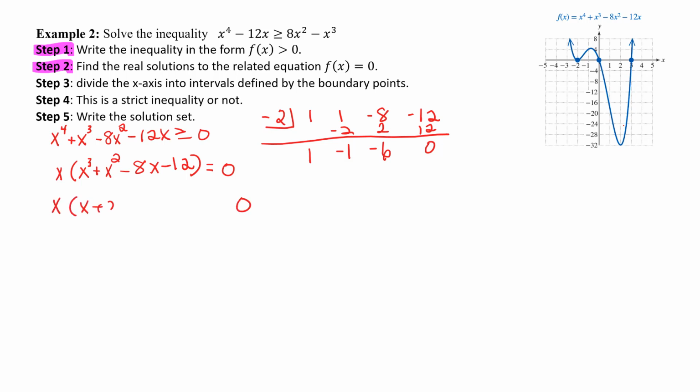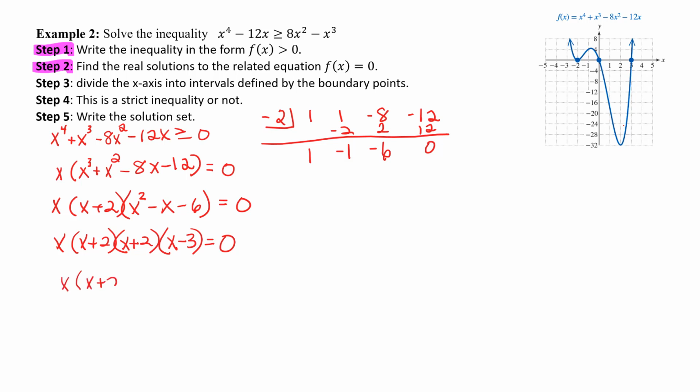So the factorization is going to be x times x plus 2, because -2 is a 0, and then you've got that quadratic left over, which is factorable. So you'll have x times x plus 2 times x plus 2 times x minus 3. So that's the factorization of this polynomial, and it looks like this. So you can see what the zeros of the polynomial are. That's going to be 0, -2, and 3.